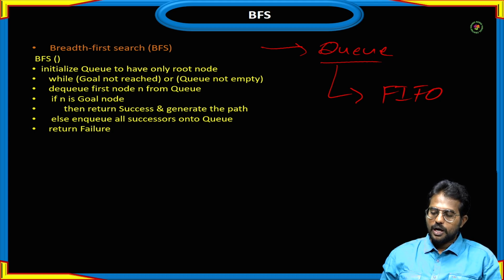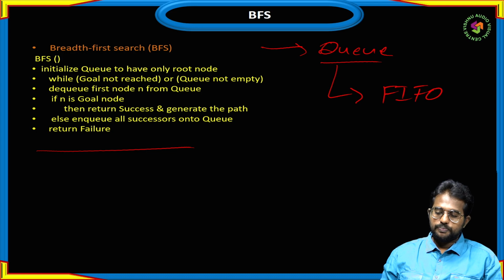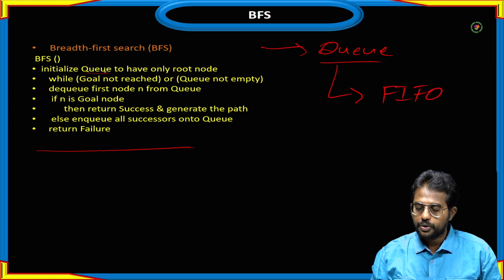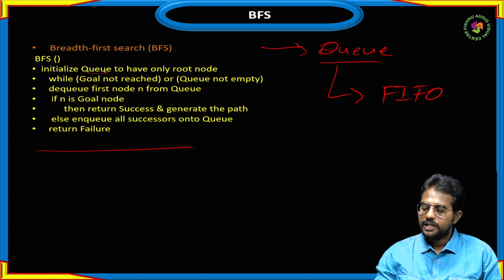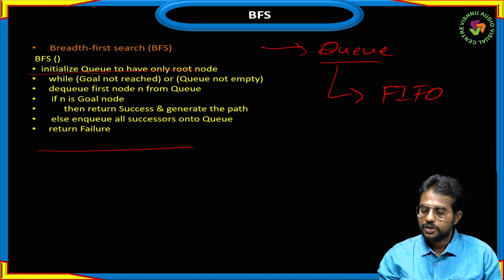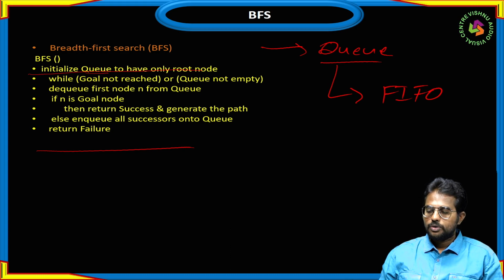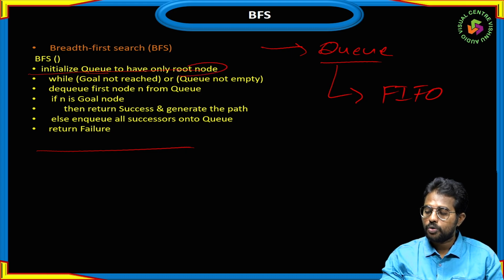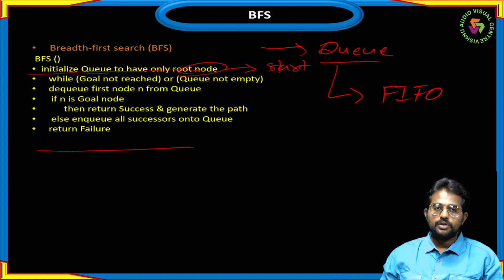So this algorithm is the same as DFS. The only difference is that instead of a stack we are using a queue. First the initialization statement: I am going to initialize a queue which has only the root node. The root node is nothing but the starting node. With that starting node in the queue, I will check the while condition.